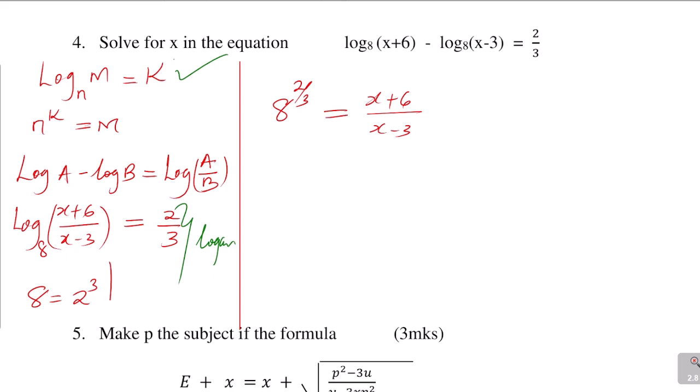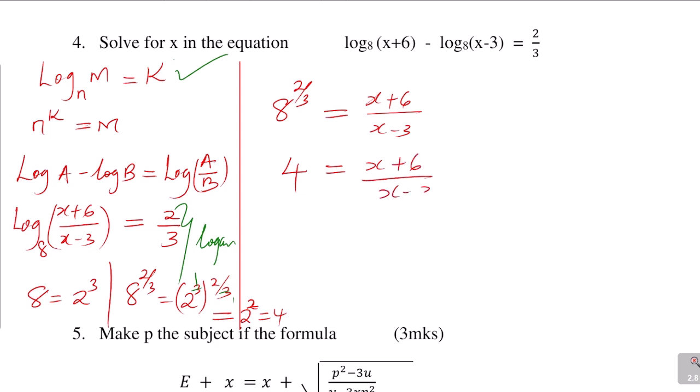And therefore, 8 to the power 2/3 will be 2 cubed, then multiplied by 2/3. And this will simply give 2 raised to the power 2, which is equivalent to 4. When you divide these out, you get 2 squared, which is 4. So once you've done that, this one simplifies to 4. 8 to the power 2/3 is 4, which equals (x plus 6) divided by (x minus 3).